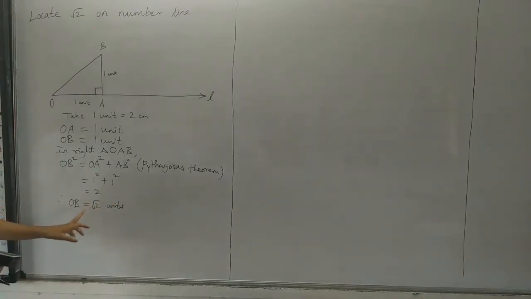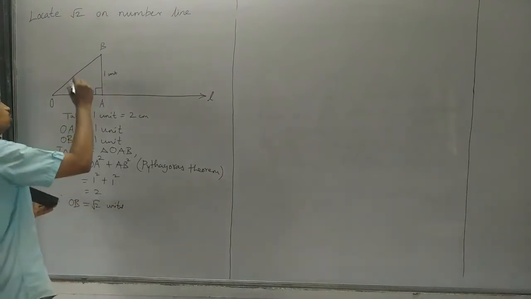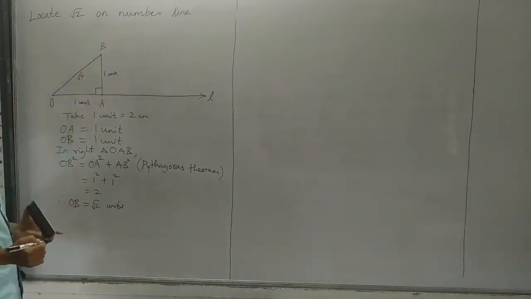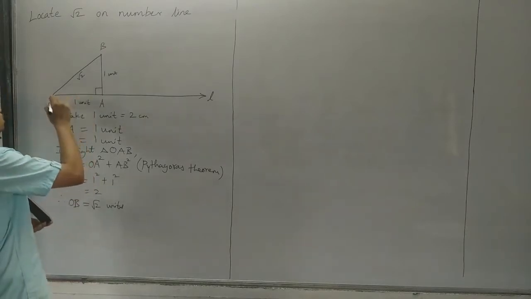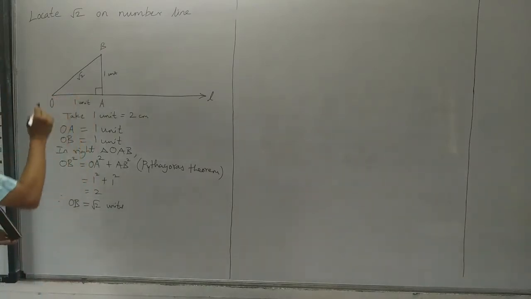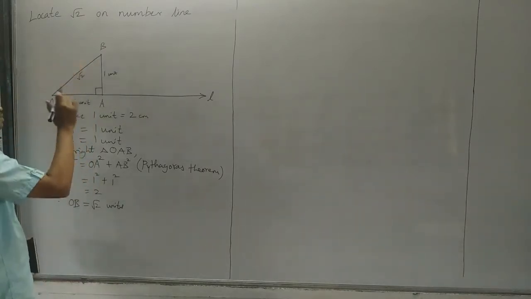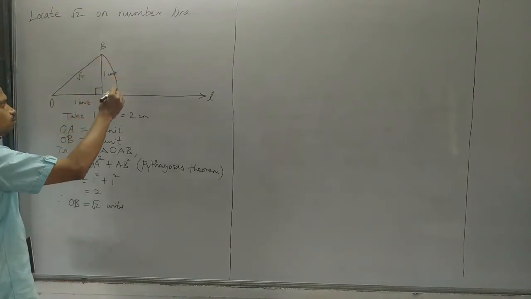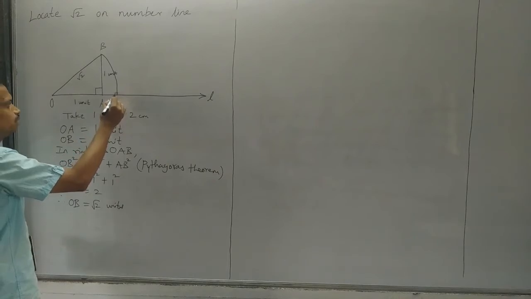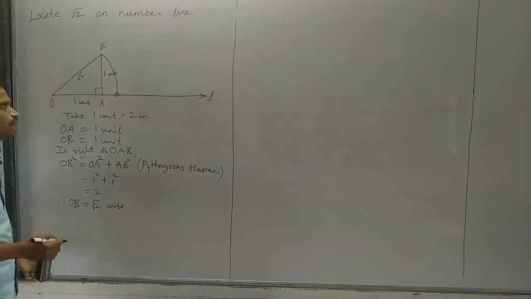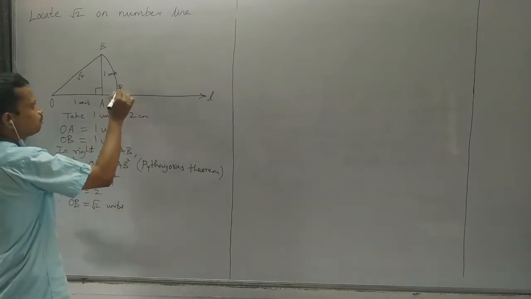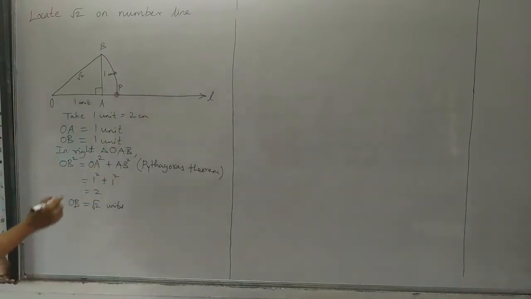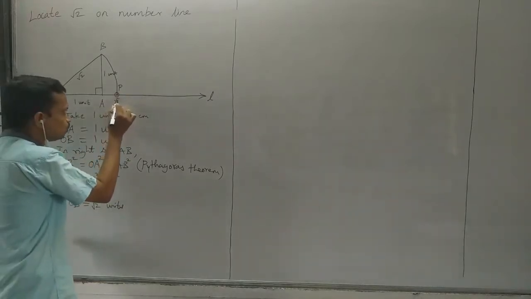Okay. So now we got OB is root 2. Now you write this is root 2. And keeping the compass pointer at O and radius OB, you draw an arc. And it will be here on the number line. Let this point be P. Now this is root 2.